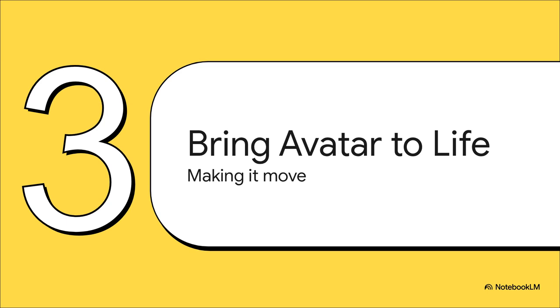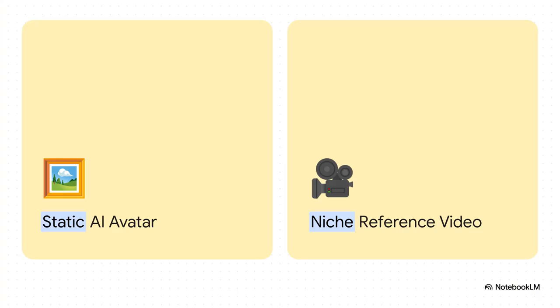Section 3, bringing the avatar to life. Okay, having a great static picture is just step 1. Now, we need to make our avatar move. Let's say you're going into a profitable niche like beauty products. Go back to Pinterest, find a video of a real person doing a skincare routine, and screenshot the best frame. We're going to compare your static AI avatar with this specific niche reference video frame so we can instruct the AI to mimic that exact pose flawlessly.